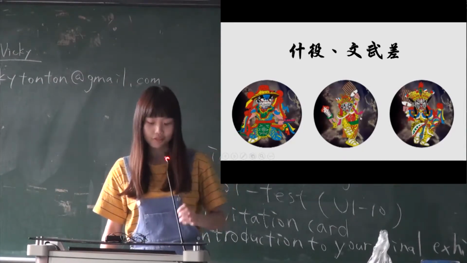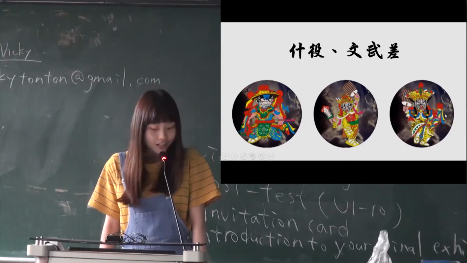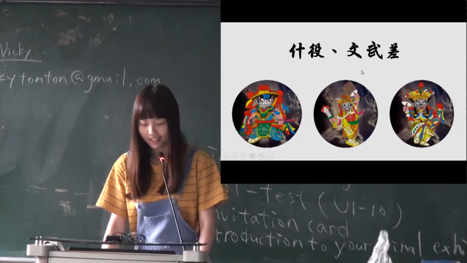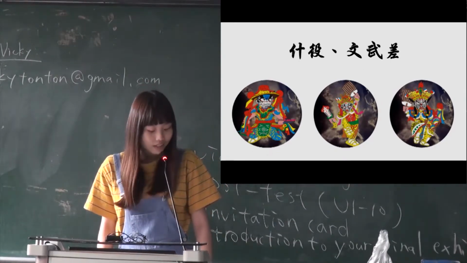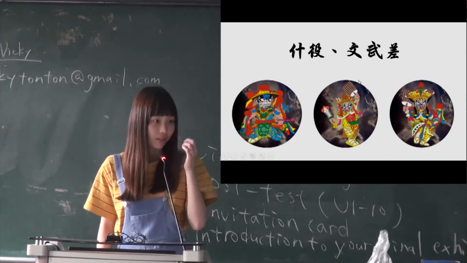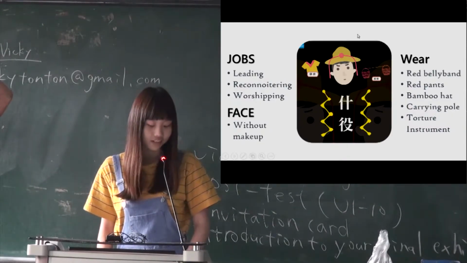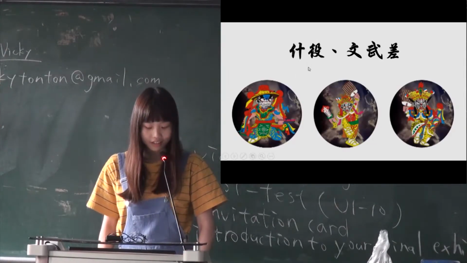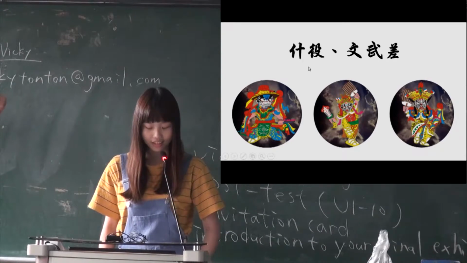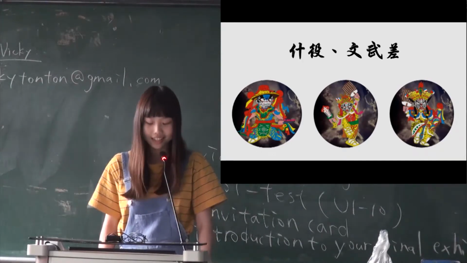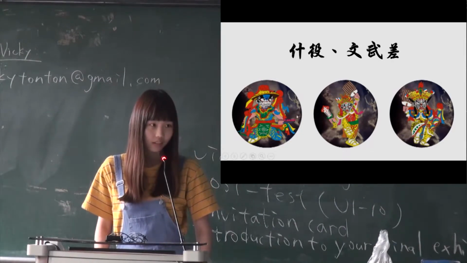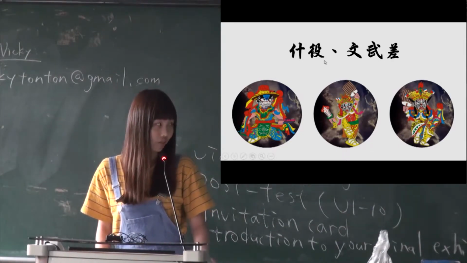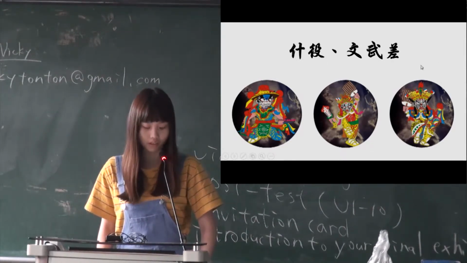Okay, I will first introduce 十艺 and 文武才. 十艺 looks like this, and it is usually a senior member in the rank. And this one is 文才, and this is 武才. And usually kids or teenagers will play this character.